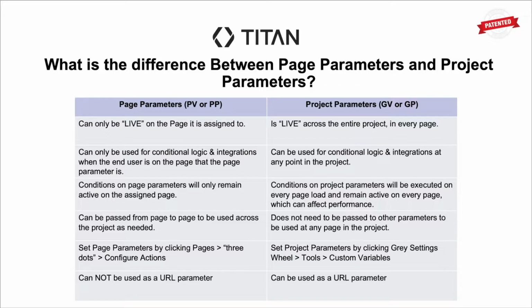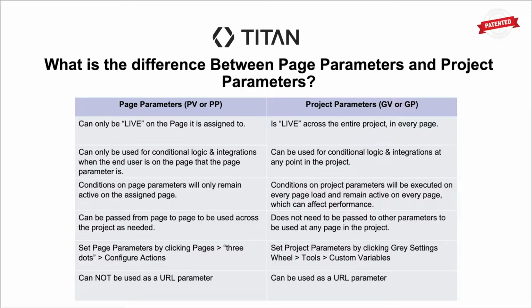And you may be thinking, well, why don't I just use project parameters for every single value that I need as a variable? And there are some cons to project parameters actually, because with the conditions on a page parameter, it's only active and can only be executed when you're on that page. Whereas with a project parameter, that condition will be executed on every single page load and it remains active on every single page. So this can affect the performance and speed of your projects.